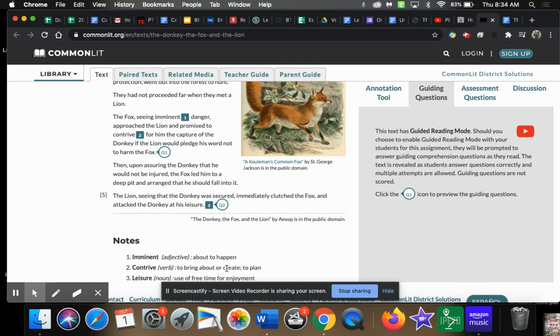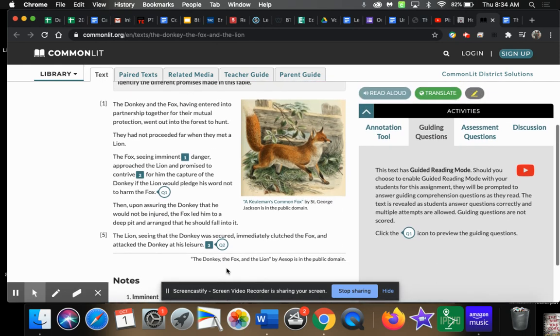Then, upon assuring the donkey that he would not be injured, the fox led him to a deep pit and arranged that he should fall into it. The lion, seeing that the donkey was secured, immediately clutched the fox and attacked the donkey at his leisure. Okay, let's read through it one more time just so that it helps us understand. I always like to read, especially short things like this, more than once. It helps me understand a little bit more.